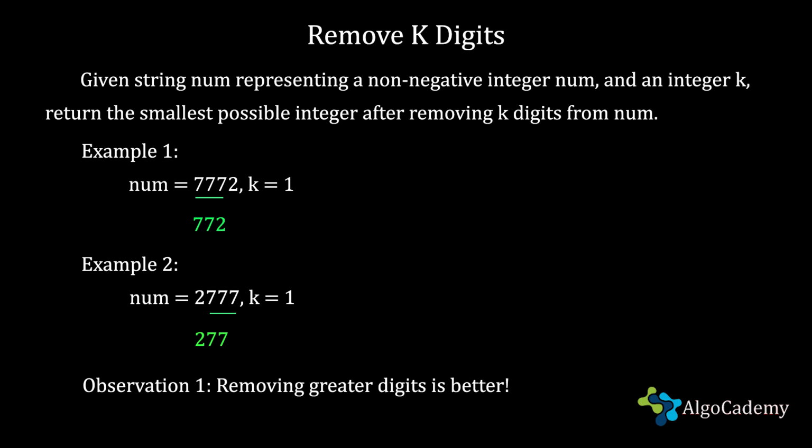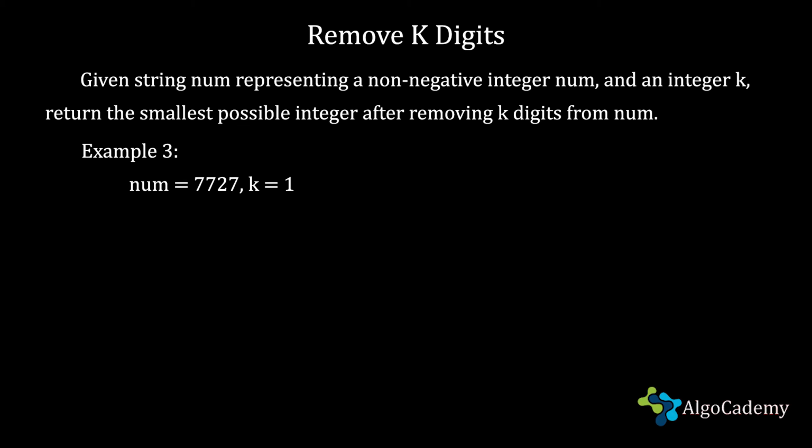But this is not enough. Let's take a third example. Let's say the equal digits are not contiguous anymore, and we have the number 7727 and k equals 1. Now we have three possible scenarios. We can remove one of the first two 7s and we will get the number 727, or we can remove the 2 and we will get the number 777, or we can remove the last 7 and we will get the number 772. The smallest one is the first one, which means that removing one of the first two 7s is actually better than removing the 2 or removing the last 7.